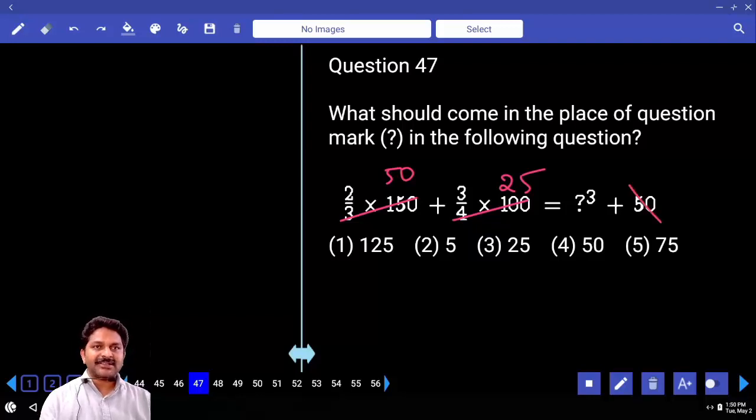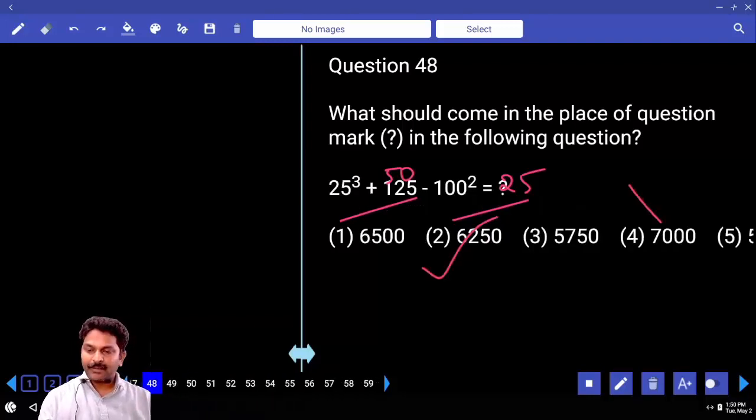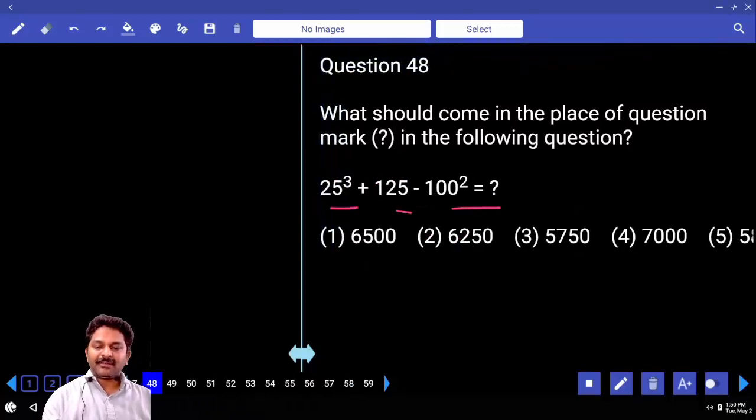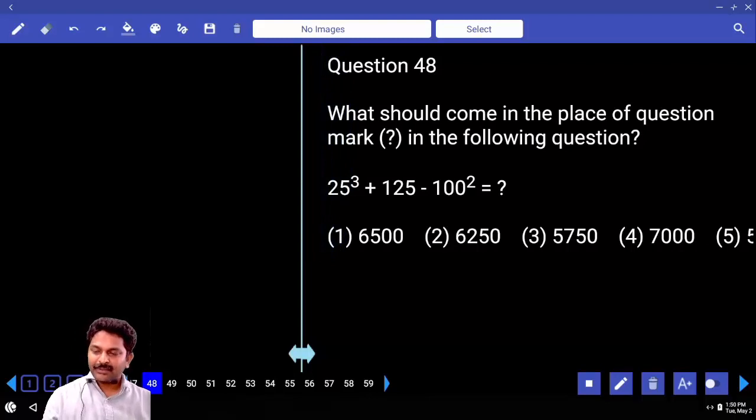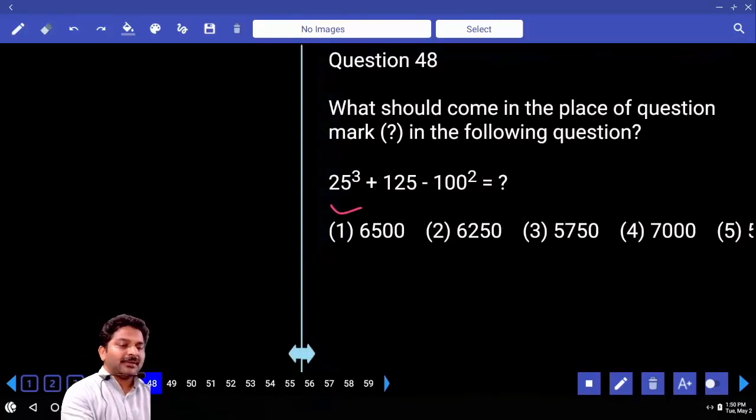50 goes to the other side. 125. 5 cube. Right. So everywhere you don't have to calculate 25 cube. Will it take time or not? So for that matter, what we'll do is take 25 common. If you take 25 common, what is that? 25 square.